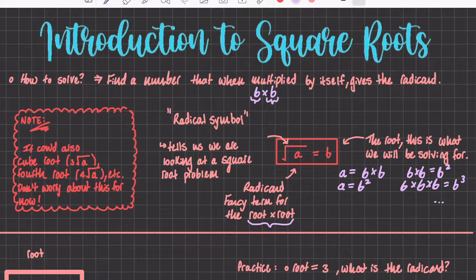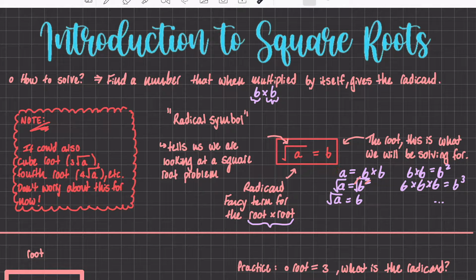Now that we have this more simplified relationship, we can apply the square root to both sides, and this is really important. The square root cancels out an exponent of 2 and the square root symbol. This means that we're left with our final relationship: b is equal to the square root of a. That's the same relationship that we have here. So we can derive this relationship from the relationship between the radicand and the root.